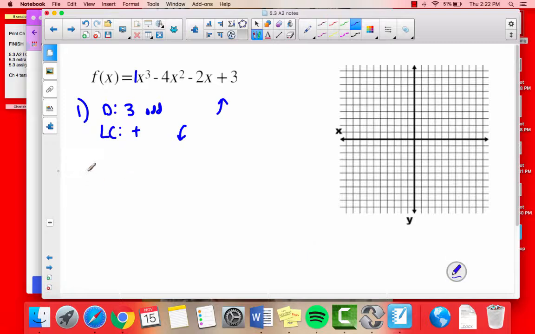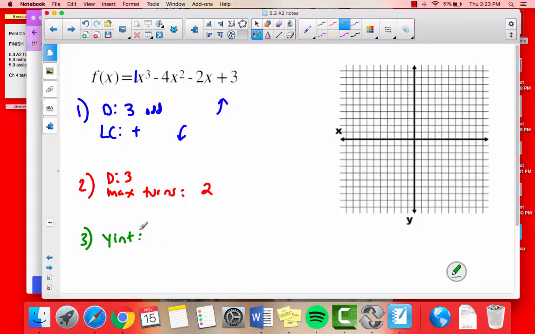Step 2 is to determine the max number of turns. So here our degree was 3. That means the max amount of turns we could have would be 2. So when you connect your graph, if you have more than 2 turns in your graph, then that means there's something wrong with the points that you've got. All right, so that's a really useful tool in order to figure out where to connect your points and what it should look like. And then step 3, we said, was to find the y-intercept.